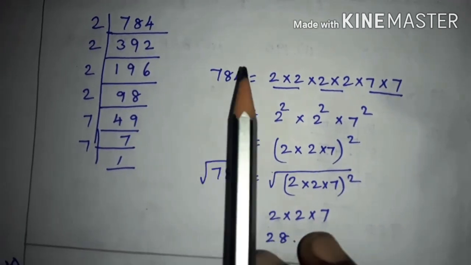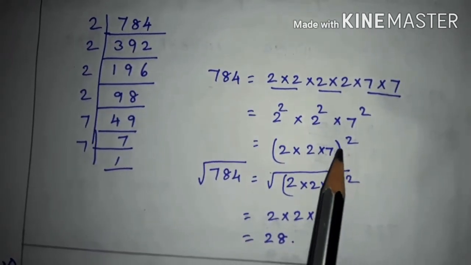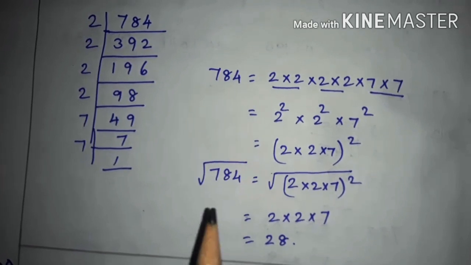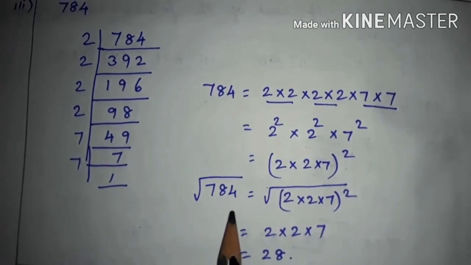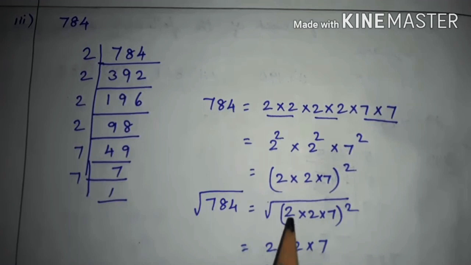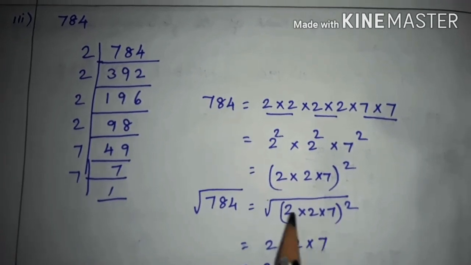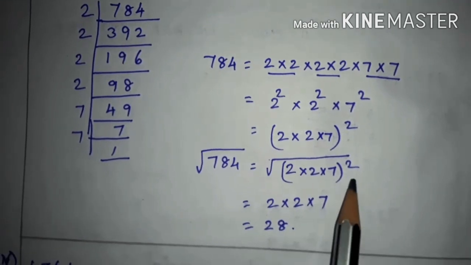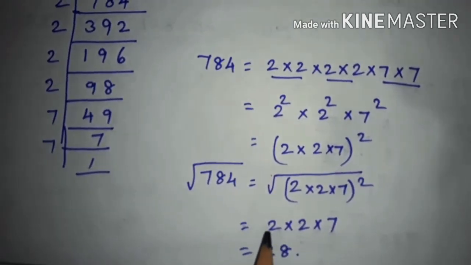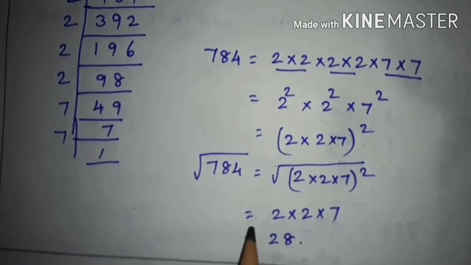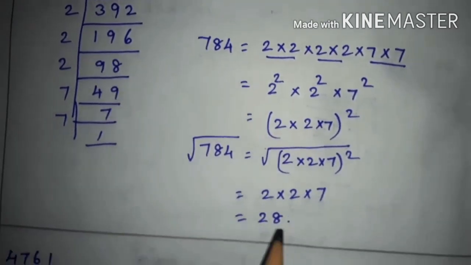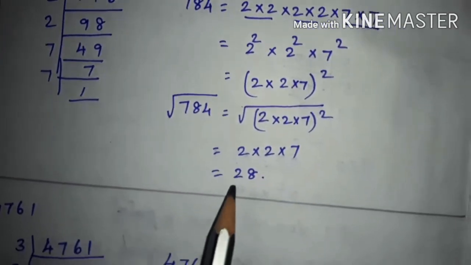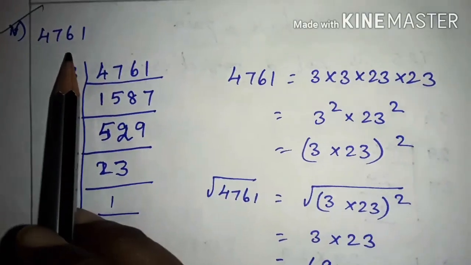After writing 784 in the square form, now you have to take the square root. That is, square root of 784 equal to square root of 2 into 2 into 7 the whole square. If we remove the square root, the square is also removed. Then we get 2 into 2 into 7, which is equal to 28. That is, square root of 784 is 28.